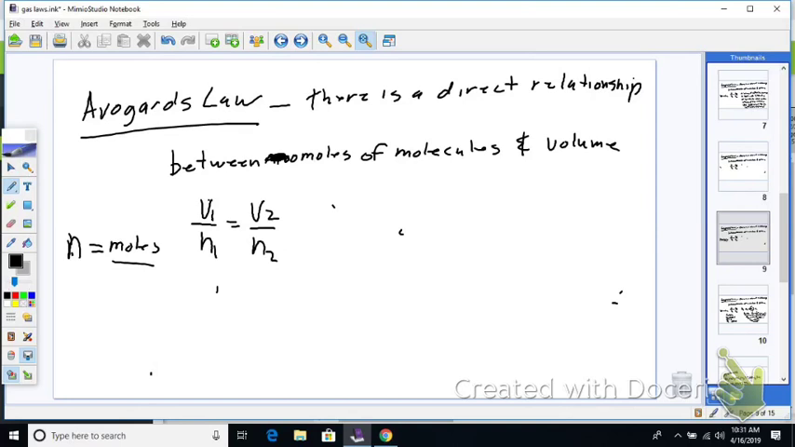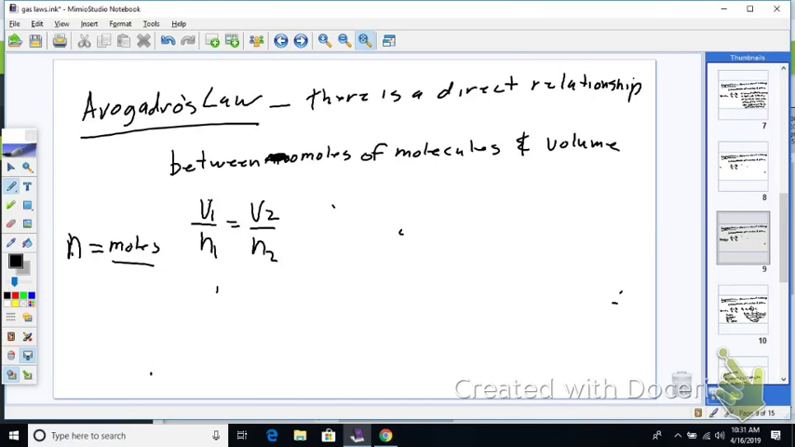Is that an O or a D? On Avogadro or something. Avogadro's? Where are we looking at? This one? Yeah. You're missing a D. I'm calling it Avogadro. Can't stop. Yeah. Okay.